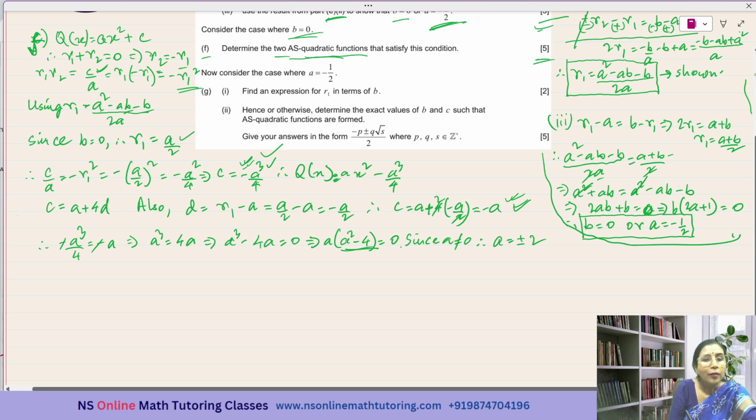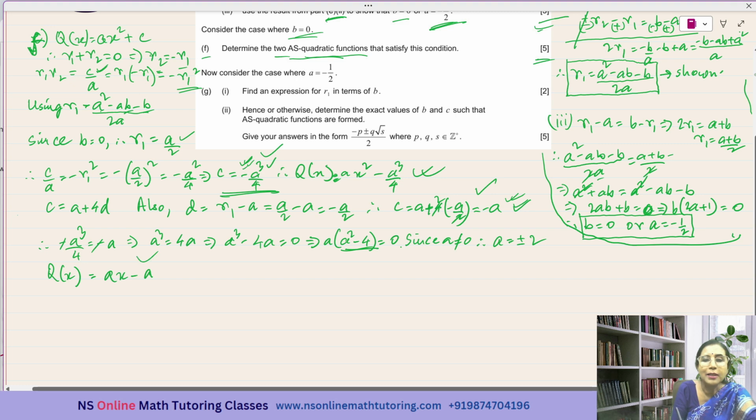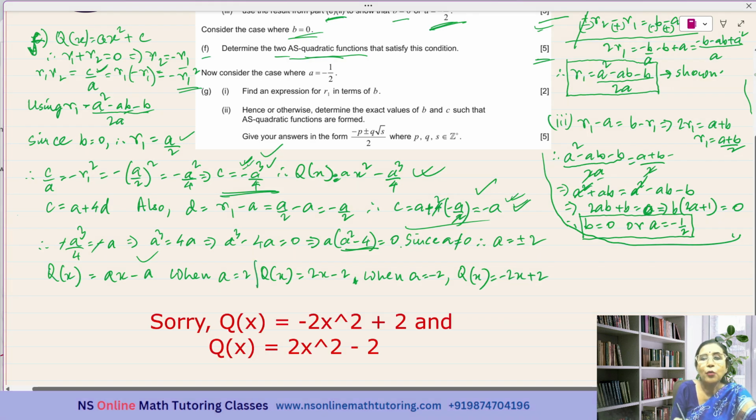Therefore, using this, we can also write that Q of x is equal to Ax minus A, because C equal to minus A. I have written this expression using this expression for C. So when A equal to 2, Q of x is equal to 2x minus 2. When A equal to negative 2, Q of x is equal to negative 2x plus 2. So these are the two quadratic functions.